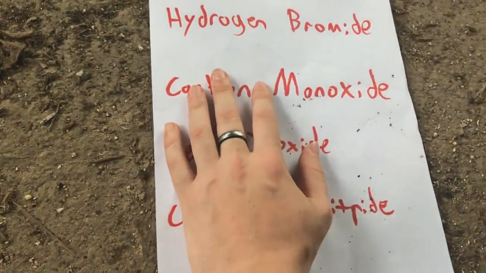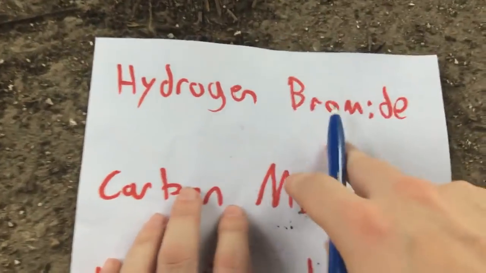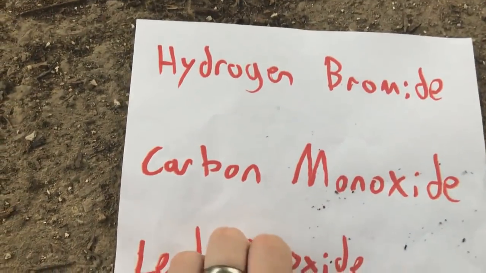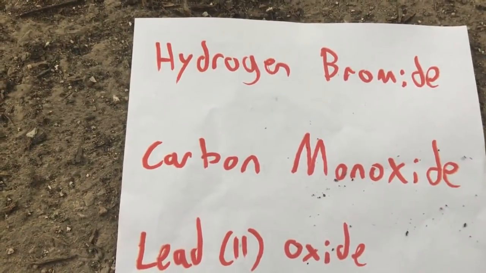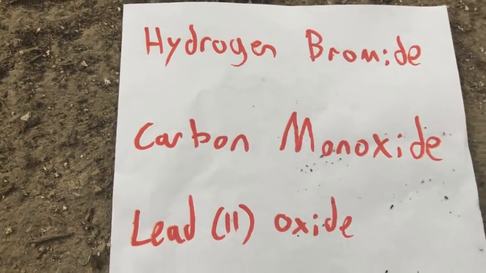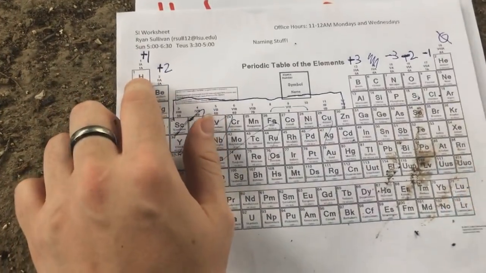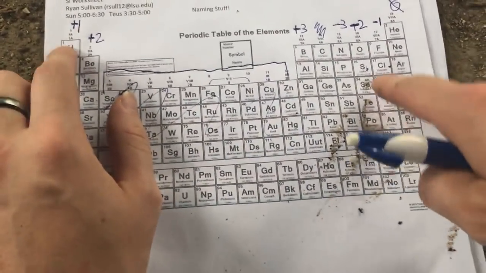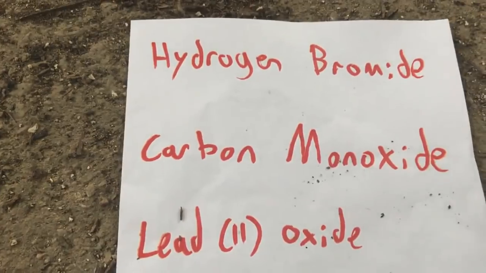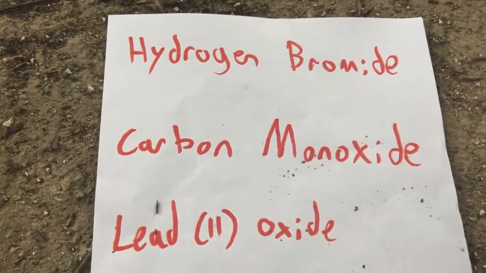All right, so just like before, it's very important that you first assess whether you have a molecular or an ionic name. So hydrogen and bromine, those are two nonmetals. Hydrogen and bromine, two nonmetals. So that means that we're going to use molecular naming rules to take this backwards a step.